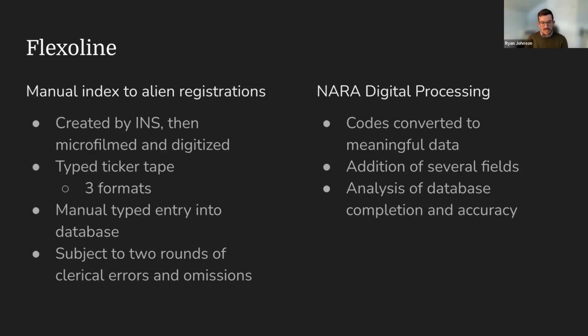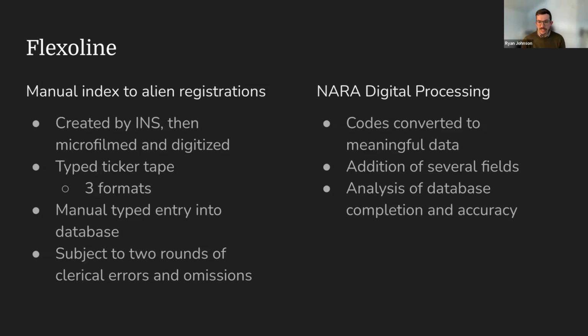There were three formats on the typed ticker tape that influence the format that the entry in the database is going to take. So not only were they manually typing on these ticker tapes, but then when USCIS digitized this index, they were manually typing what they saw into a computer. So we've got two rounds of clerical errors and omissions to think about here. It's a lot of room for human error.